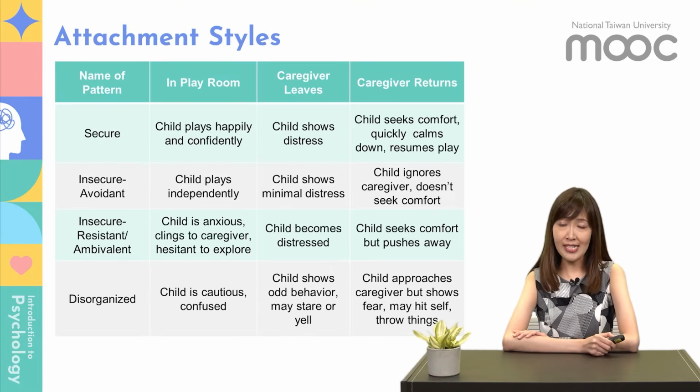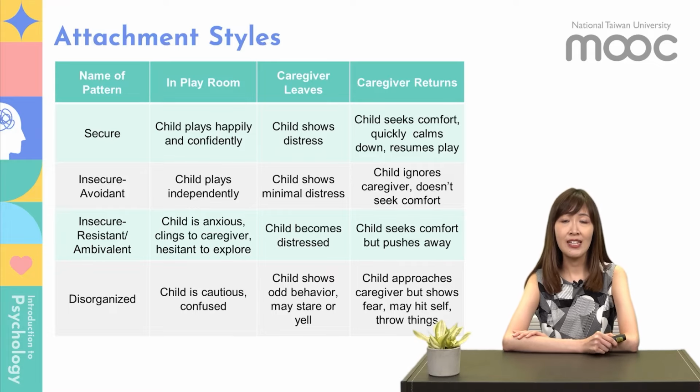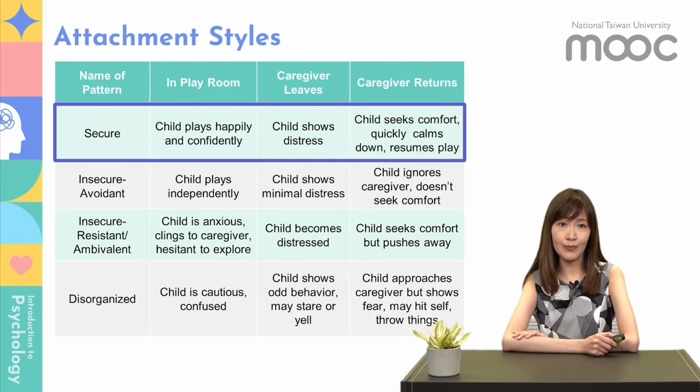Based on the responses from the strange situation, we can see that babies may have different reactions. And researchers concluded that there are 4 different attachment styles. So let's look at these 4 one by one. First, we have the secure attachment.